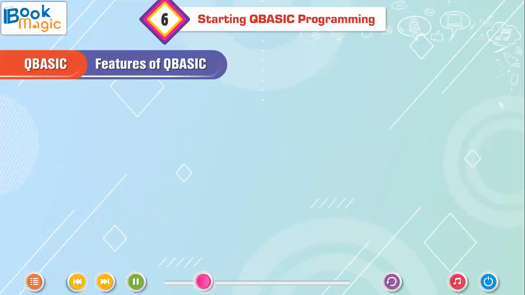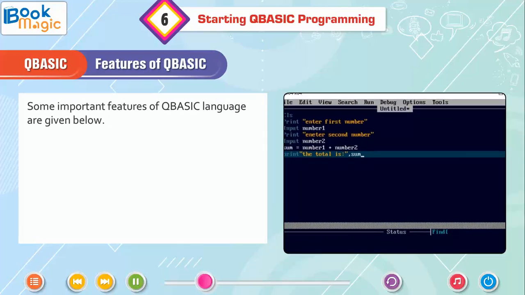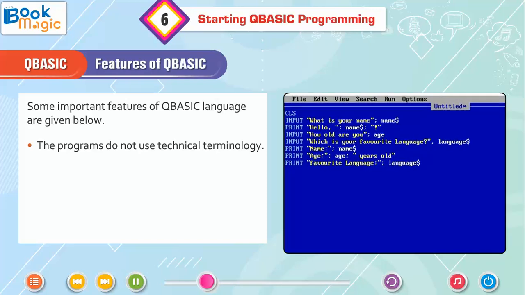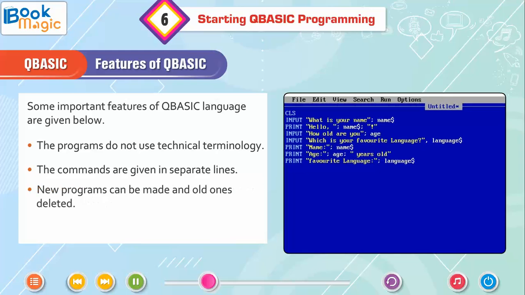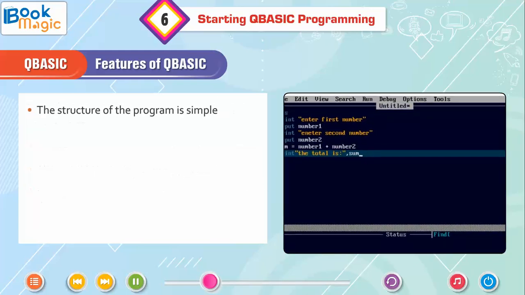Features of QBasic. Some important features of QBasic language are given below. The programs do not use technical terminology. The commands are given in separate lines. New programs can be made and old ones deleted. The structure of the program is simple.